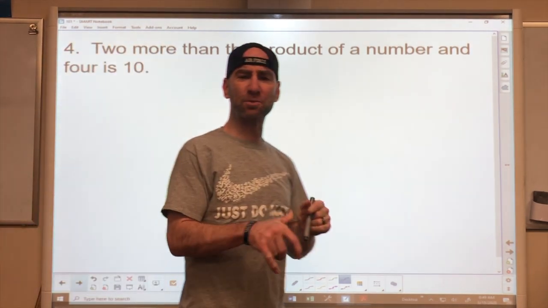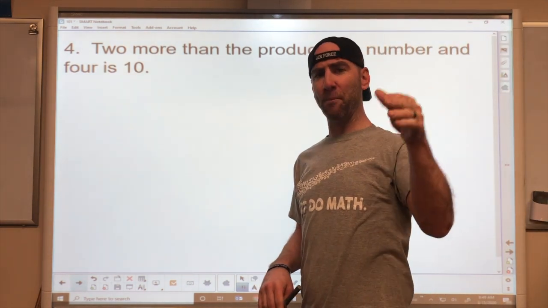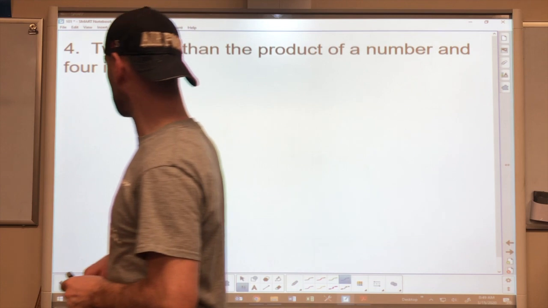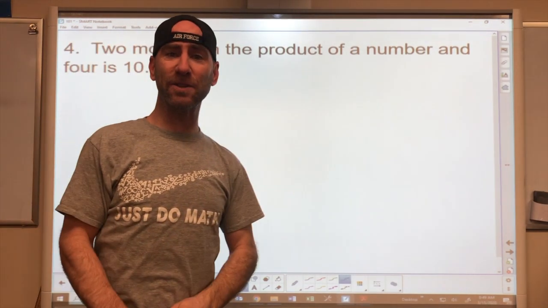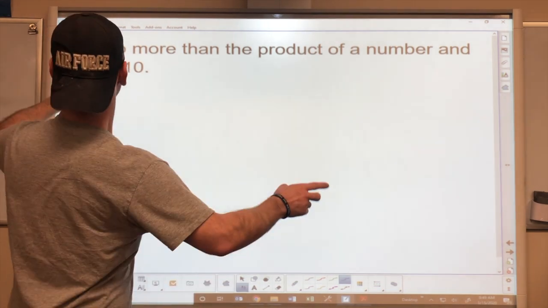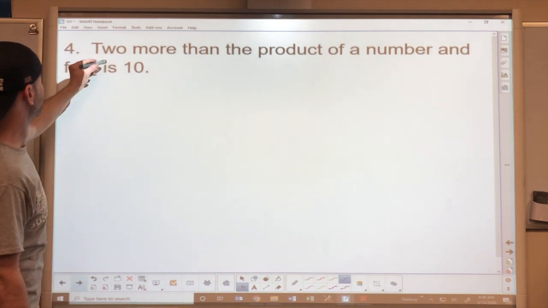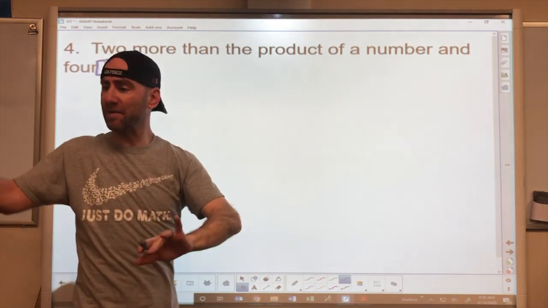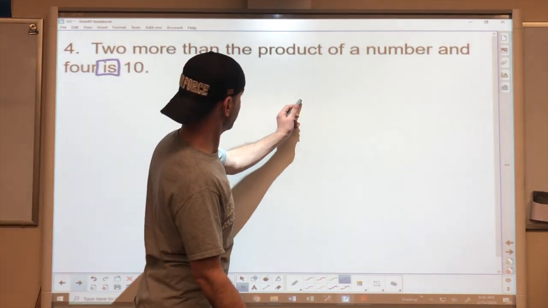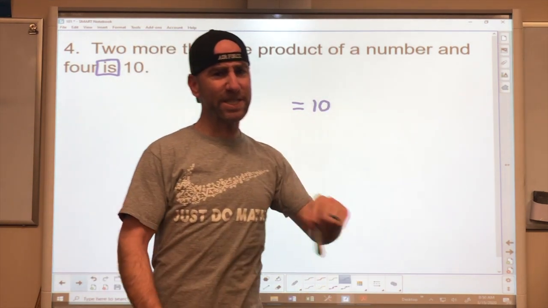Okay, try this one. Try to translate this into an equation. I'm going to give you a second, pause the video, and give it a shot. Okay, here we go. First thing you're going to do is find the word is. So, the product, 2 more than the product of a number and 4 is 10. There's your equal sign, there's your break of the two sides of the equation. So equals 10.